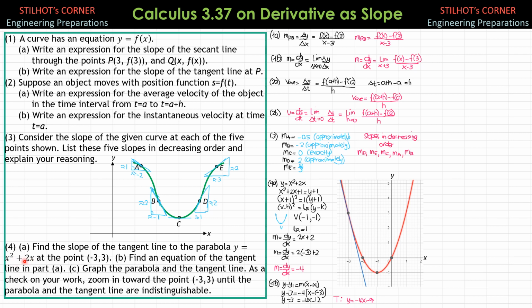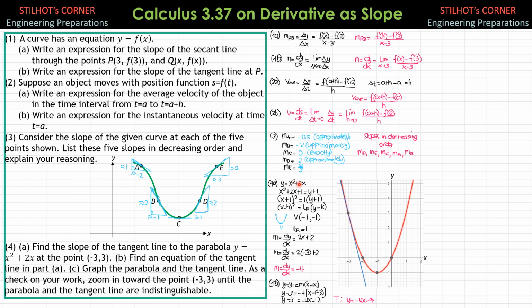Anyway, when x is 0, y is 0, it passes through that. The vertex is, I transform it to the standard form. Then find an equation of the tangent line in part A, graph the parabola and the tangent line. As a check on your work, zoom in toward the point negative 3, 3 until the parabola and the tangent line are indistinguishable. So this is the parabola y equals x squared plus 2x.